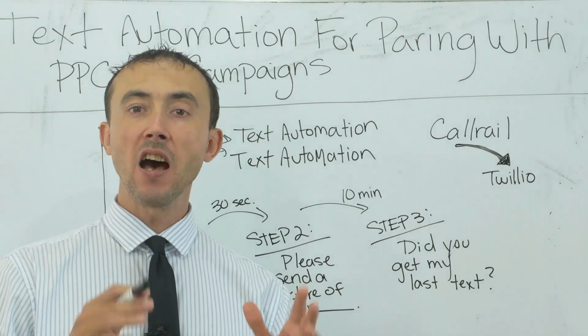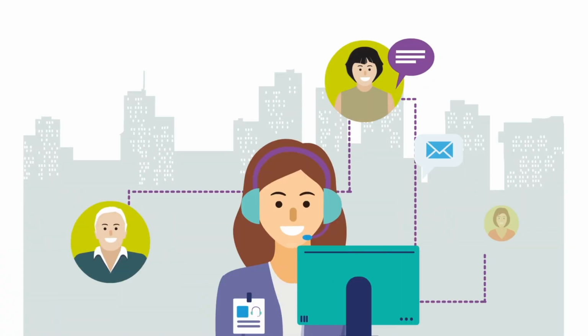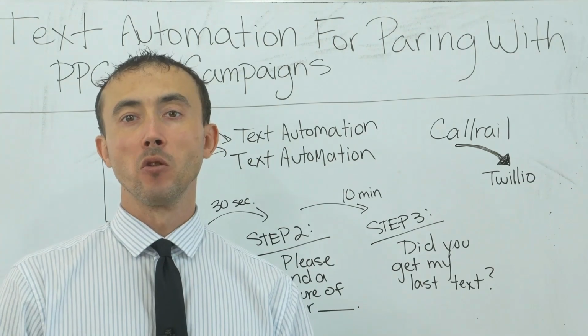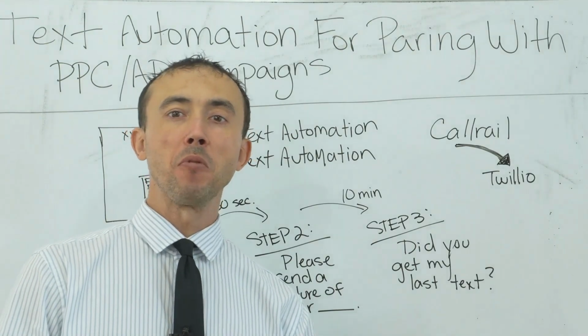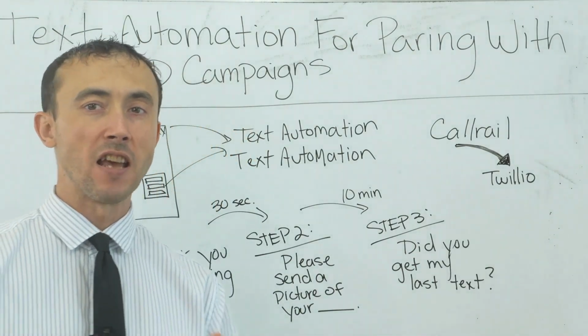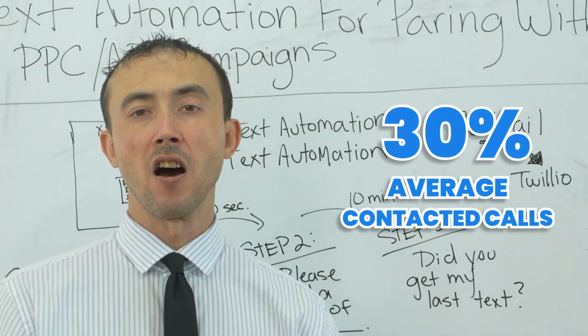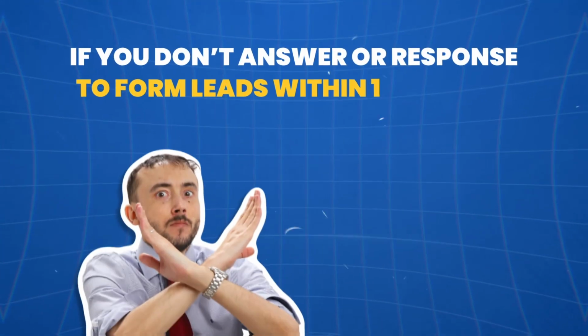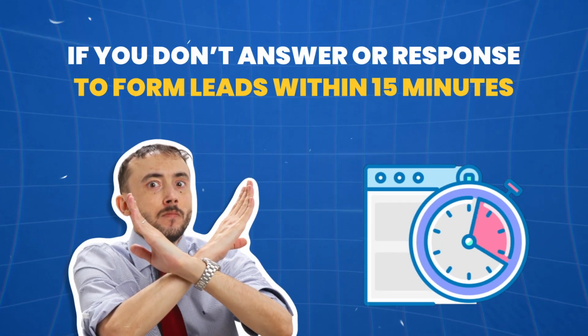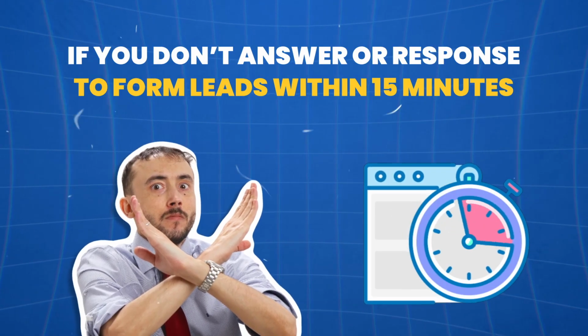Why is that? Because very few people answer phone calls from people they don't know. So it's hard when you call the people who fill out your form to actually get contact with them anymore. The average is like 30% of the time you can call them and get contact with them. That is, if you don't answer or respond to the form lead within like 15 minutes.